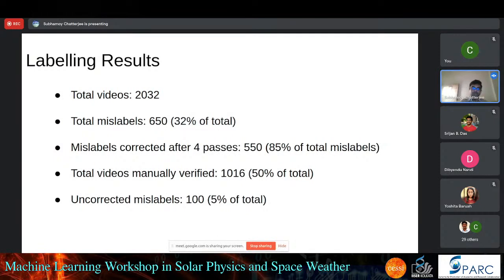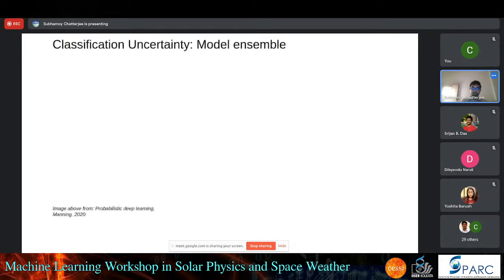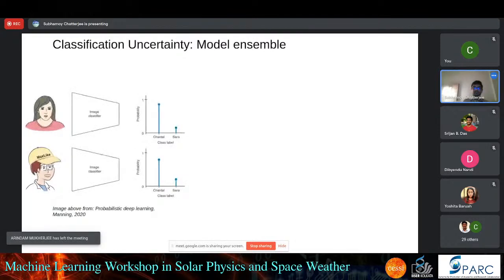So you don't need to have perfectly labeled data. You can utilize the deep learning approach itself, in an iterative manner, to refine the data labeling. So now that I have defined the labeling refinement process, the next phase is whether we can find the classification uncertainty using the ensemble of models.